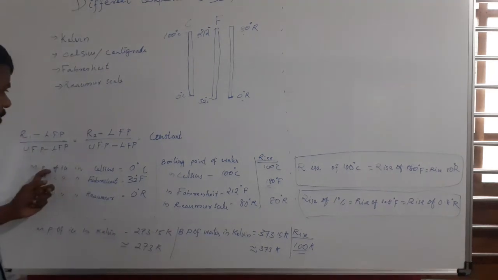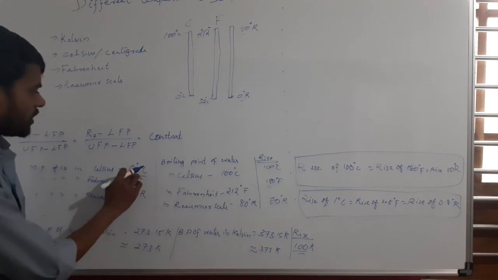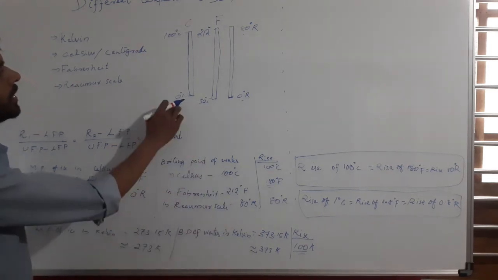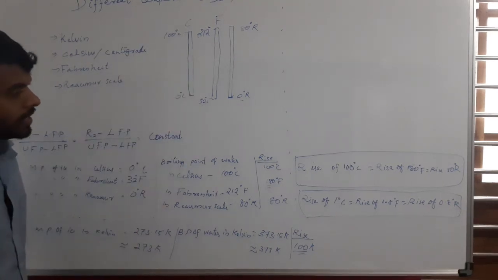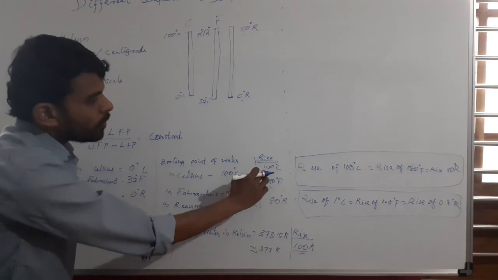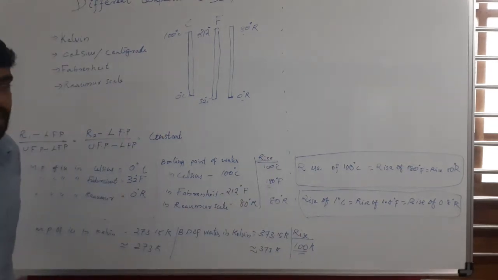What is the rise in Celsius also, from melting point to boiling point? Initially it is 0 Celsius, now it is 100. So the rise is also 100. So a rise of 100 degrees Celsius is equal to a rise of 100 Kelvin.